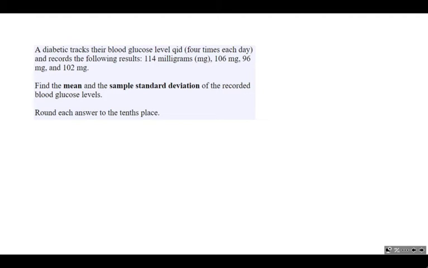A diabetic tracks their blood glucose level QID, or 4 times each day, and records the following results, and these would be results for one day. 114 milligrams in one reading, 106 in another, 96 in a third, and 102 milligrams in the fourth reading. Find the mean and the sample standard deviation of the recorded blood glucose levels and round each answer to the 10th place.